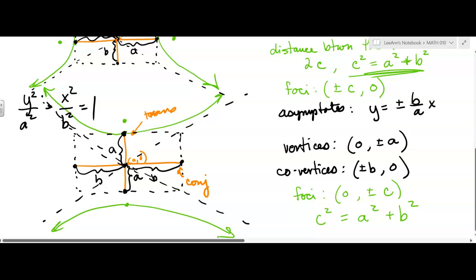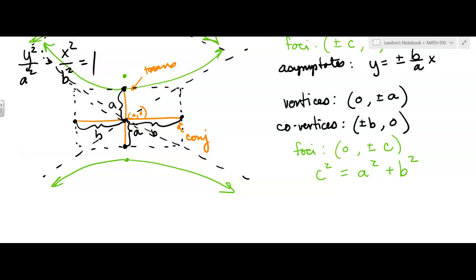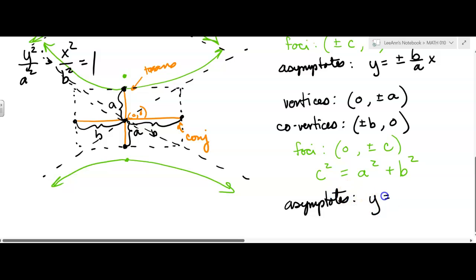All right. The only other thing we need then are the equations for the asymptotes. And so the asymptotes are going to be at y equals plus or minus a over b x. Okay. So those are all the details for the hyperbolas and how you graph them. We're going to give you an example here in the next video for both the kind that open side to side and up and down.